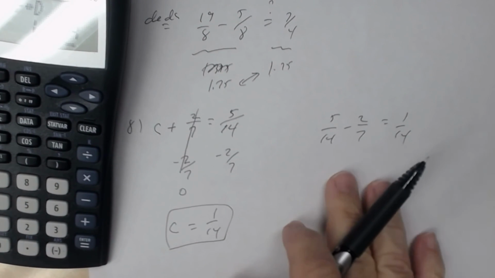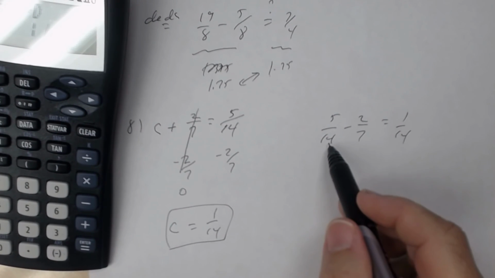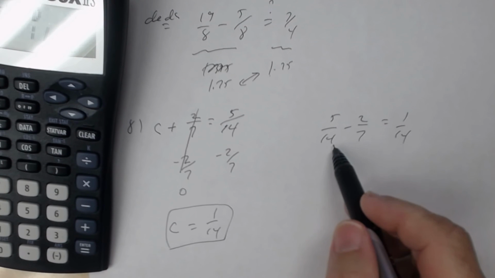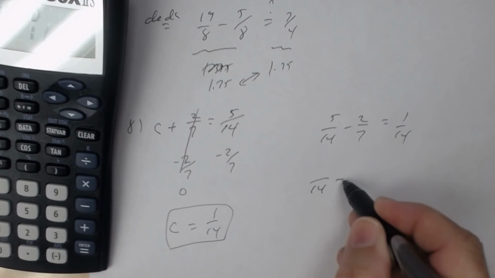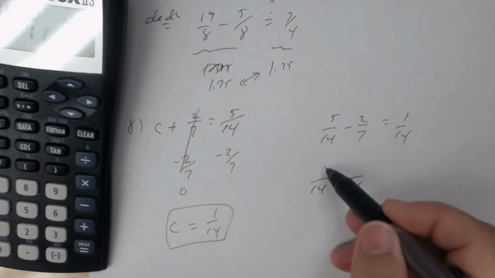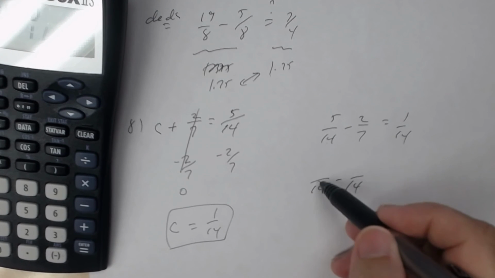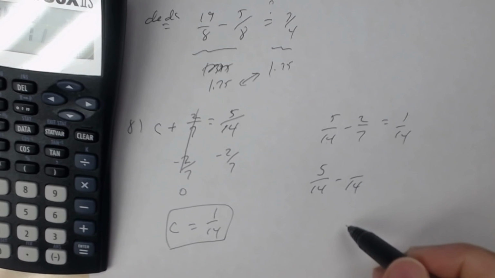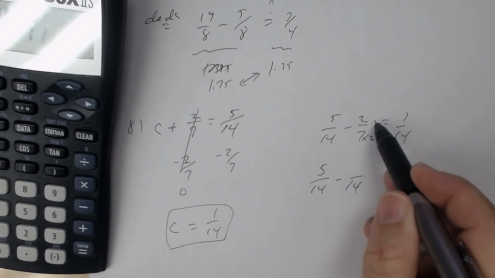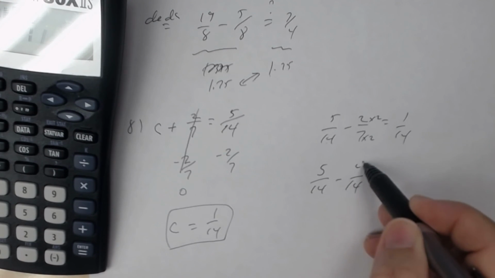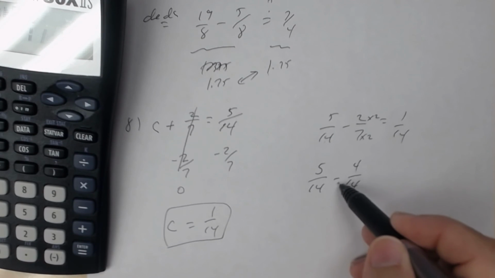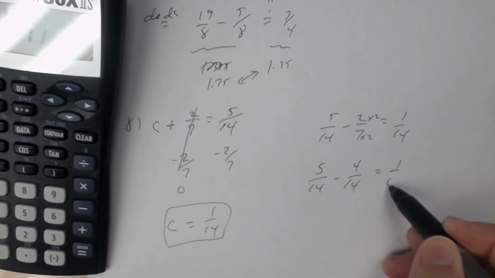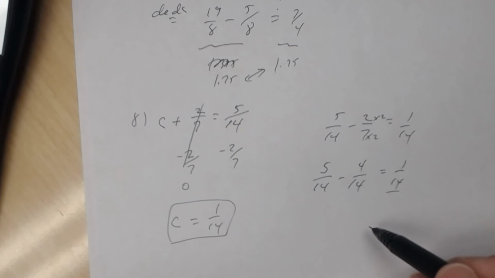Okay. Now let's do this the long way. So the smallest number that 14 and 7 go into is 14. So the LCD is 14. These denominators are the same, so 5/14 is equivalent to itself. So the numerators have to be equal. Here I'm going to say 7 times 2, 2 times 2, and so 2 times 2 is 4. And then 5 minus 4 is 1, so I get 1/14. And that's what I got here.